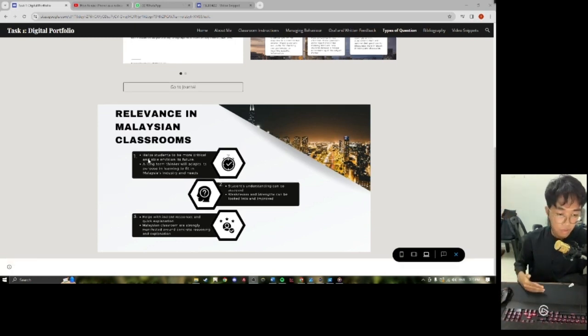Lastly, which is very important, Malaysian classrooms are usually strongly manifested around concrete reasoning and explanation. So we need to be able to teach them how to provide concrete reasoning by giving them questions, and train them to answer questions with logic, rationale, things like that.